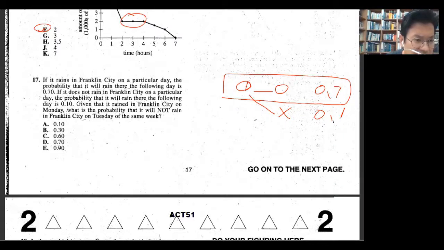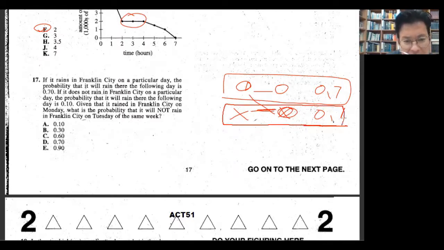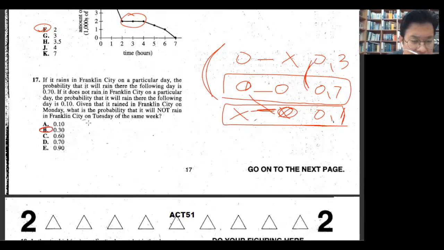Okay, the probability of rain the following day is this much if it does not rain on a particular day. Does not rain, then the probability of rain is 0.1. Okay, this one. Rain and not rain: out of this one, rain is 0.7, so not rain is 0.3, because when you add these two it has to be 1. So 0.3.